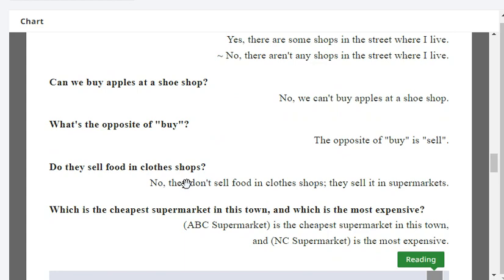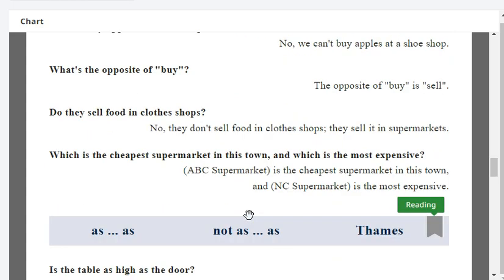Do they sell food in clothes shops? No, they don't sell food in clothes shops. They sell it in supermarkets. Which is the cheapest supermarket in this town, and which is the most expensive? Let's say ABC supermarket is the cheapest supermarket in this town, and 1, 2, 3 supermarket is the most expensive. Very good.